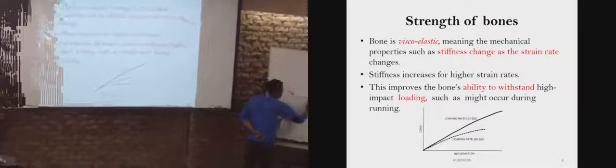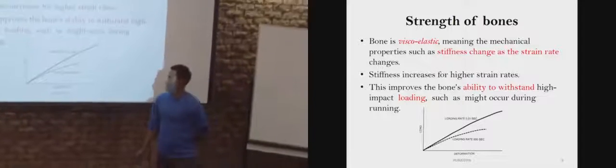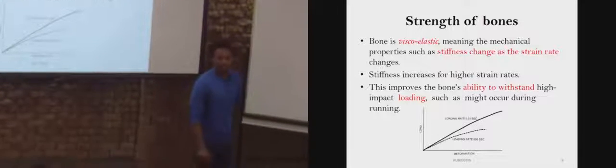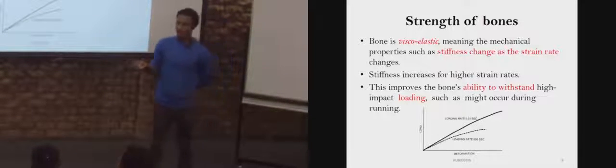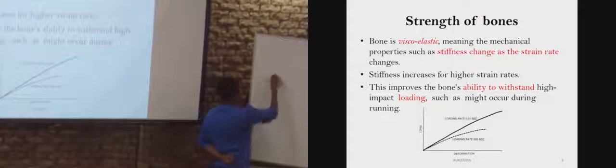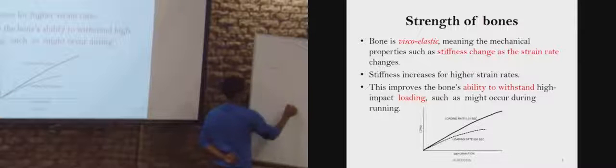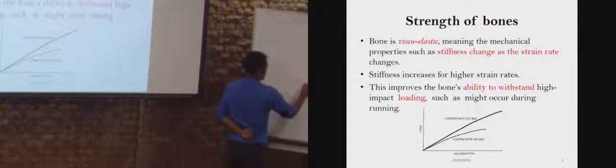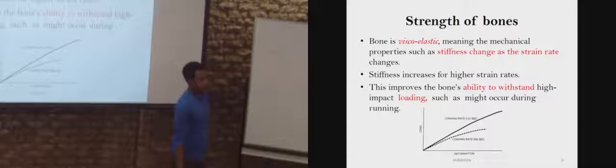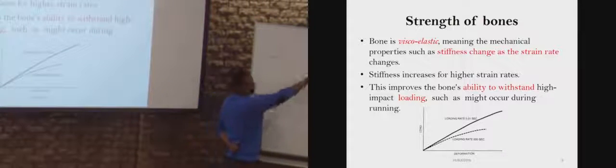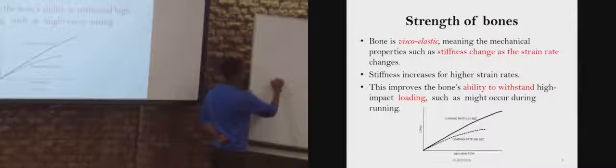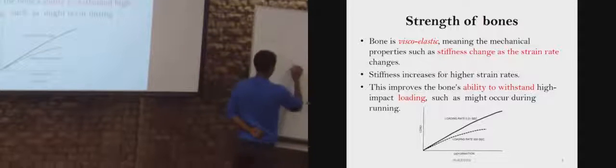So we said bone is viscoelastic, which means the stiffness increases for higher strain rates, which means stiffness is dependent on the strain rate. So let's say a load in deformation curve, and we say the deformation is proportional to the load applied for a couple of periods. So we can have two curves, for example, depending on the strain rate.